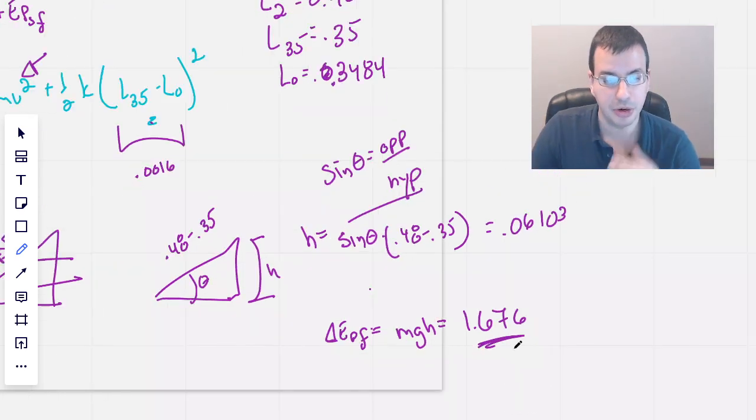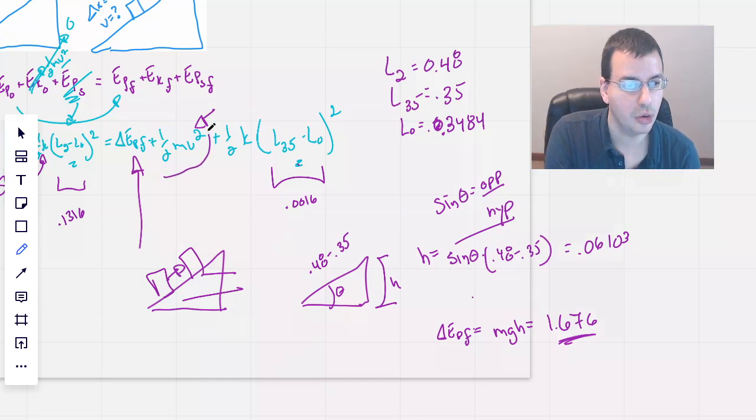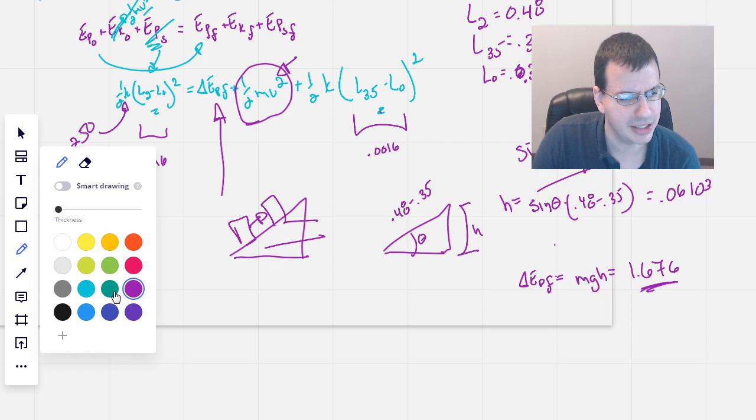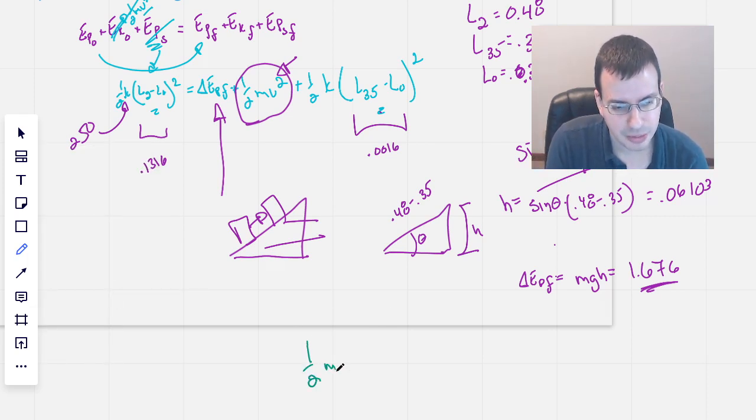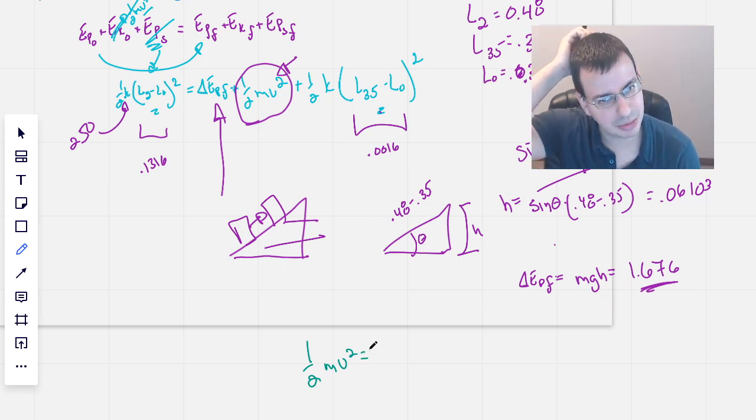1.676. Putting everything together now. So I'm going to rearrange it so we have 1/2 mv squared on its own. I know, so messy. I feel like I could make this cleaner, but part of me is also like, no, this is just kind of a messy problem.